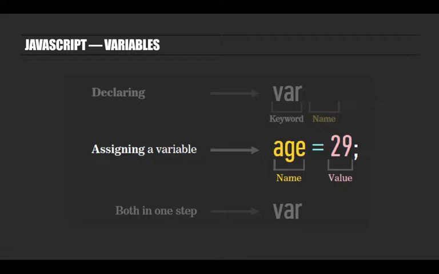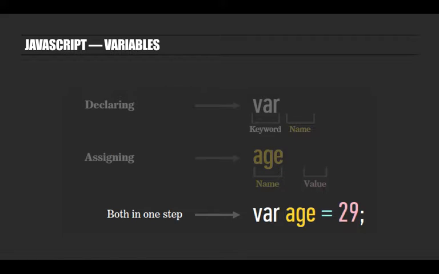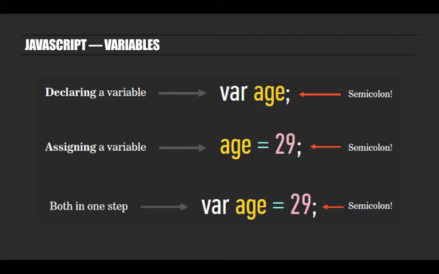Okay, so in order to assign a variable, we have to give it a value. So we have to set it equal to something. And keep in mind, you can do both of those things in one step. You can say var age, and then set it equal to 29 all in one line. And then just don't forget, you have to use a semicolon at the end of each statement. So again, semicolon, semicolon, semicolon. You need them at the end of them.